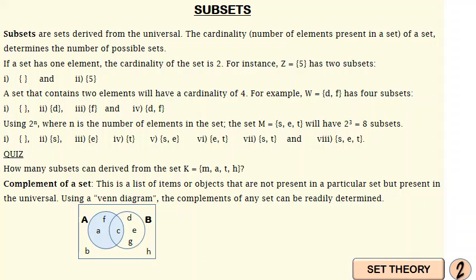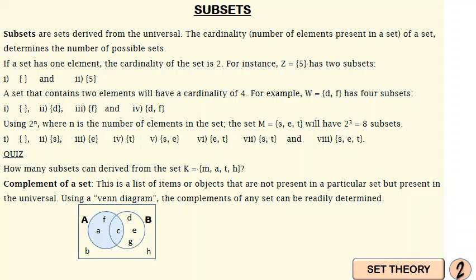The two subsets will be the empty set and then the set that consists of the element 5. On the other hand, if a set has 2 elements, then the cardinality will be 4. For example, the set W consists of the elements D and F. Therefore, the possible subsets will be number 1, the empty set. The next will be the set that consists of the item D. The next one will be one that has item F. And the fourth will be the set that has the items D and F.